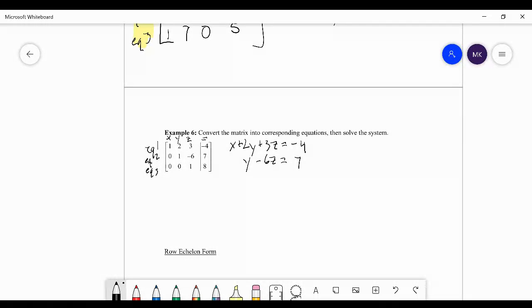And in our last row, we have a 0. So our last equation, we have 0x and 0y. So those are both just gone. And then we have a 1z. So what we have is z equals, and the result is 8.